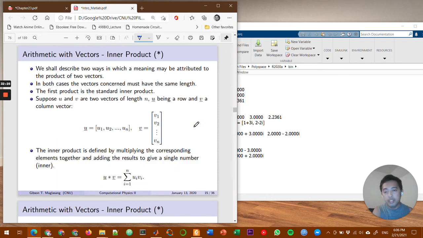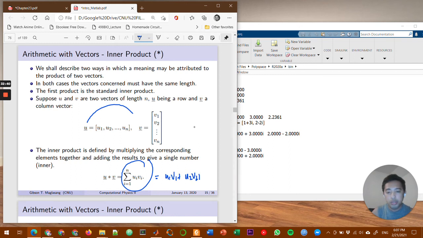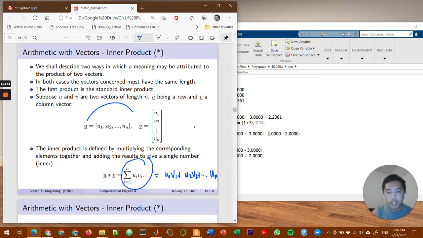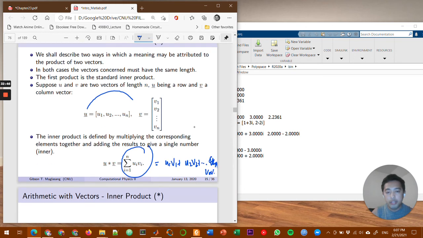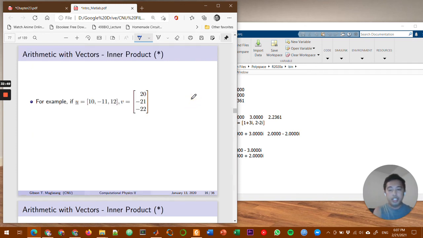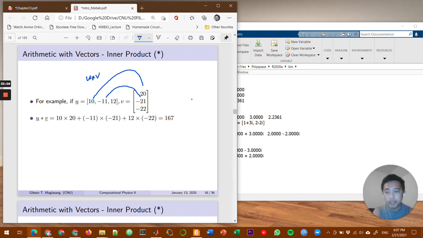So, similarly, if you have u and v, in general, it is a summation. Let's say, not just two elements, it could be many elements. So this would be u1 v1 plus u2 v2 and so on up to un vn. Okay, that's the inner product. So, for example, if you multiply u times v, you multiply each element, 10 times 20, negative 11 times negative 21, and then 12 times negative 22. It gives you 167.